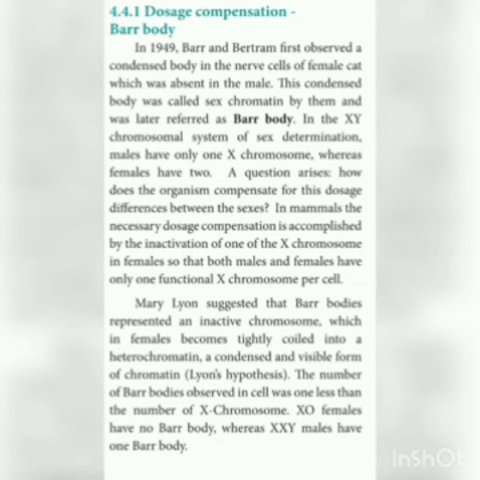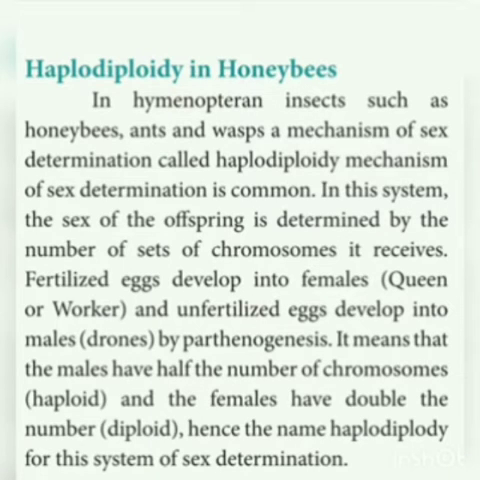And then haplodiploidy in honeybees. How is sex determined in honeybees? Haplodiploidy: honeybees can produce two types of eggs, one is the fertilized egg, another is the unfertilized egg. The fertilized eggs will produce females, that is 2N, whereas the unfertilized egg, that is 1N, produces haploid males. This is called the haplodiploidy condition.